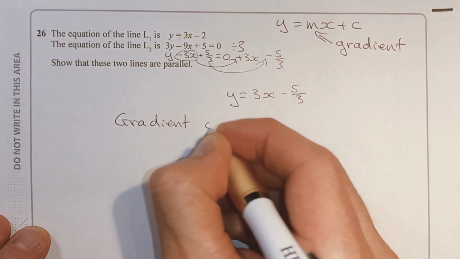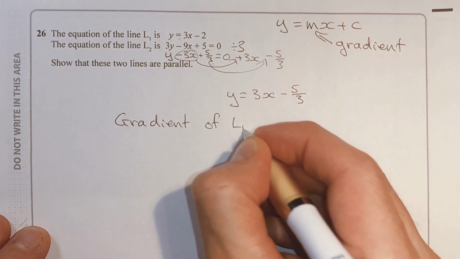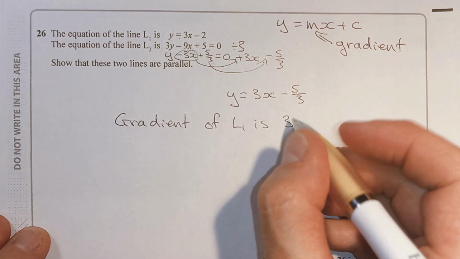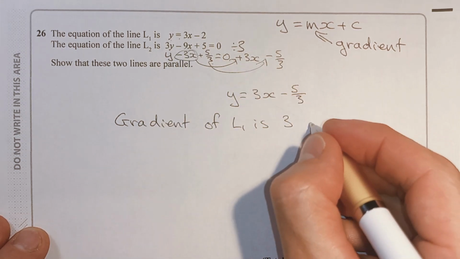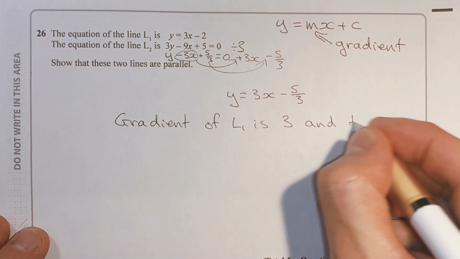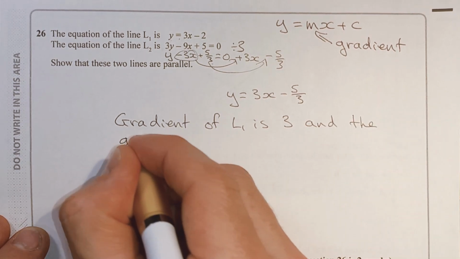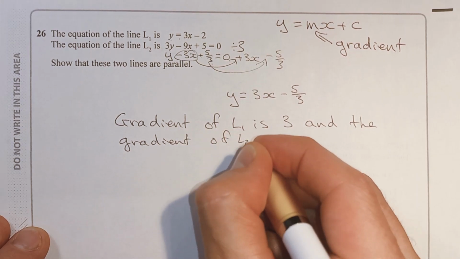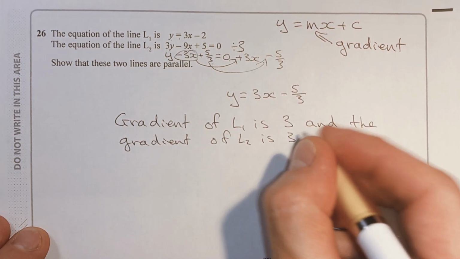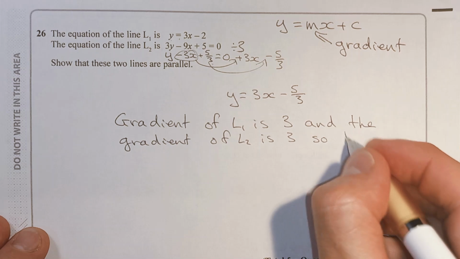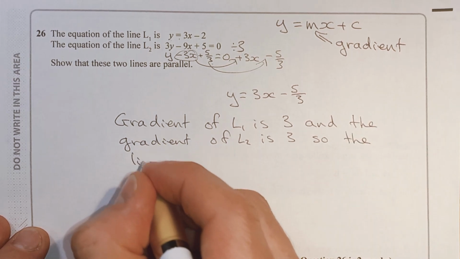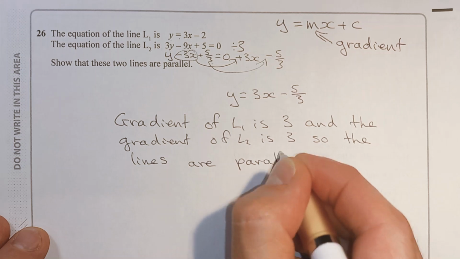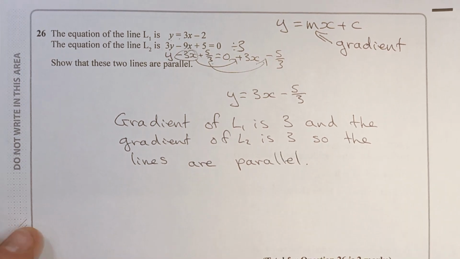So we can say the gradient of L1 is 3, which is here. And the gradient of L2 is 3. So the lines are parallel.